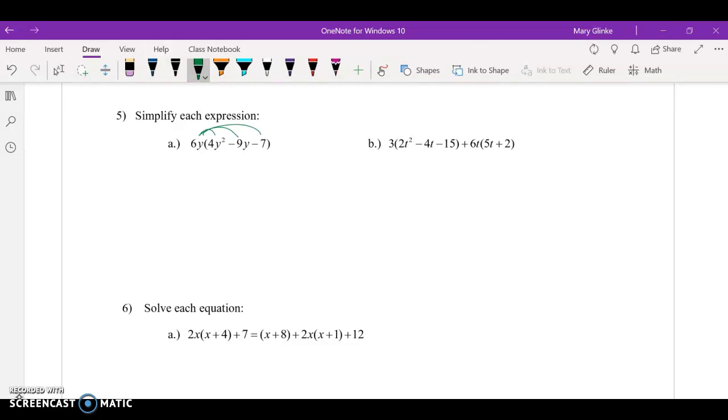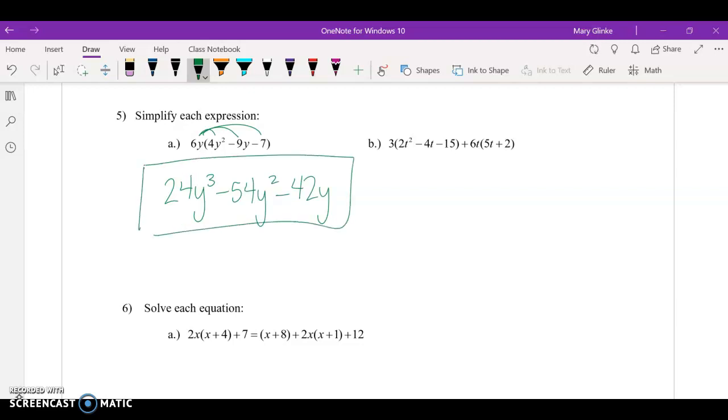Okay, so now that you've had a chance to try it, this first one here should be 24y to the third minus 54y squared minus 42y. This next one, you needed a couple distributions here. You get 6t squared minus 12t minus 45 plus 30t squared plus 12t. So that's the first phase, is to distribute. Now we're going to combine like terms to get 36t squared. The t's actually cancel each other out, so we just have minus 45 at the end.